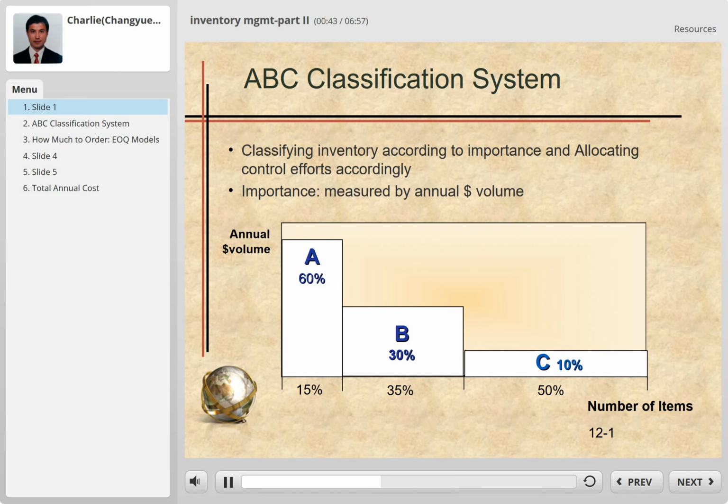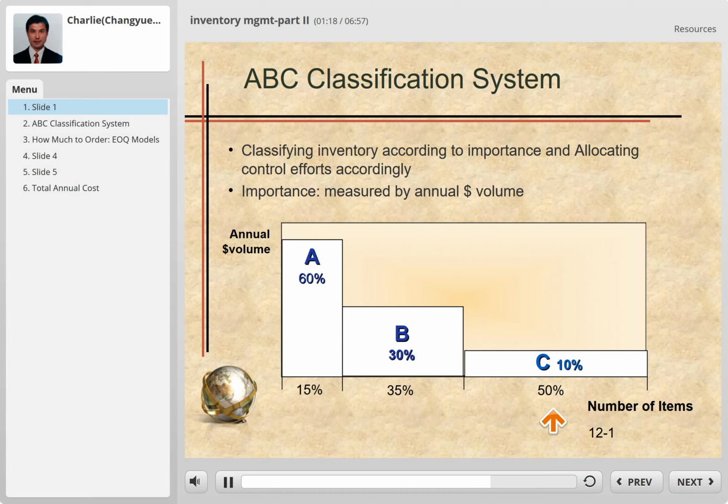Among them, 15 items, in terms of the number, are the most expensive ones. The cost of these 15 items is $60, which is 60% of $100, while the rest, 85 items, are only worth $40.